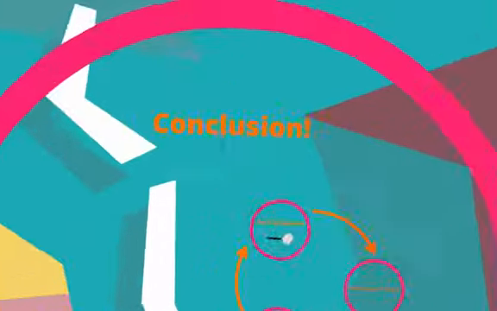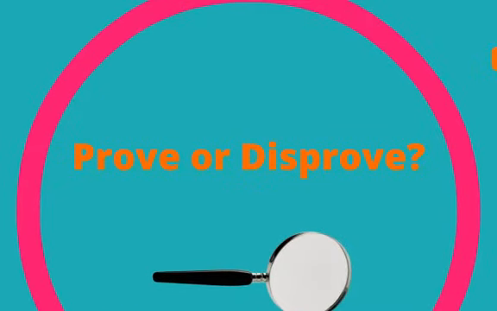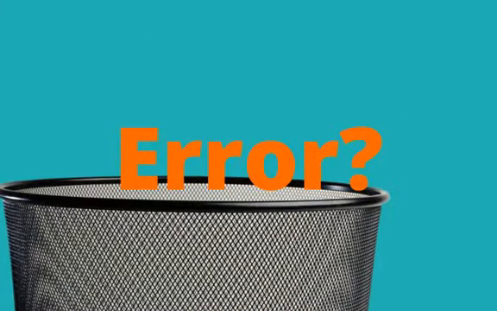Once you have organized your data into charts and graphs, you can now interpret your results and write your conclusion. Did you prove or disprove your hypothesis? What do these results mean for science and society? Was there anything that could have caused error in your results?